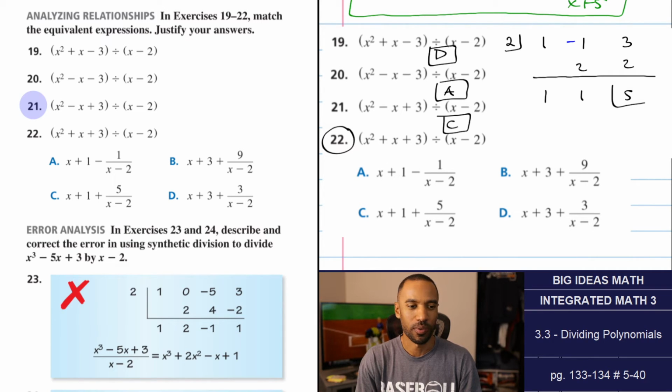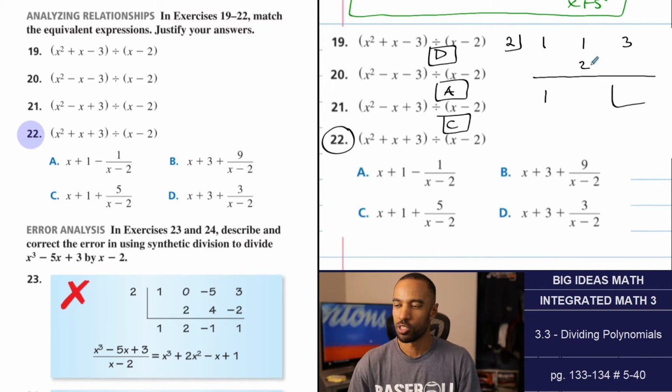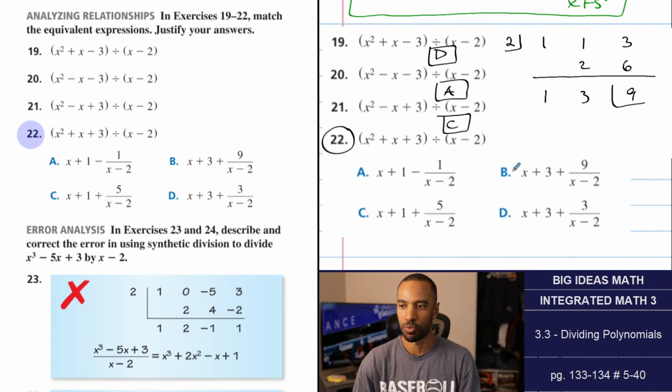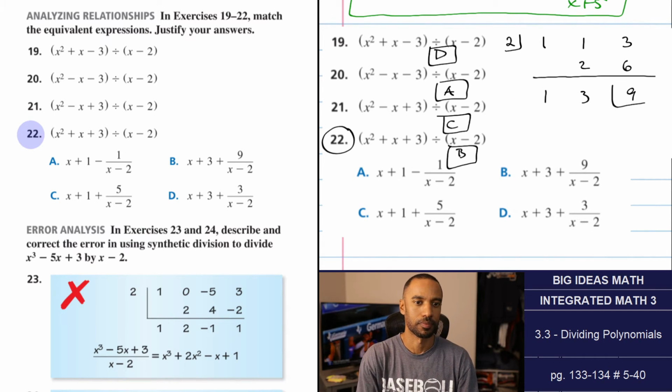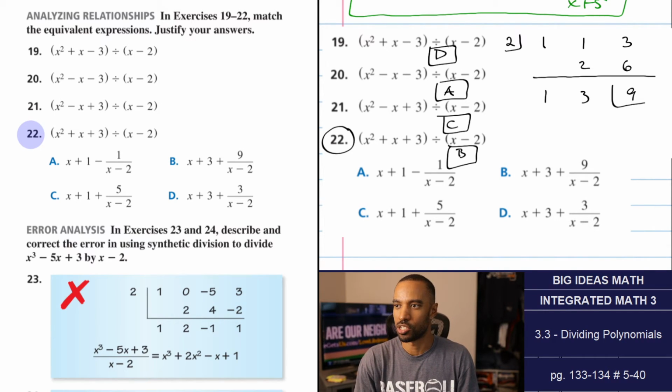And finally, number 22, shoot. I was wondering what I should have been doing on that. Number 22, they're all positive. Oh, the first one is negative, I see. They're all positive. So here we go. We'll do the same thing. Bring it down, multiply, add those, multiply, add those, and we get a remainder of 9, x plus 3 with the remainder of 9. That answer is B. Okay. Justify your answers. I just did through my work shown on those ones.